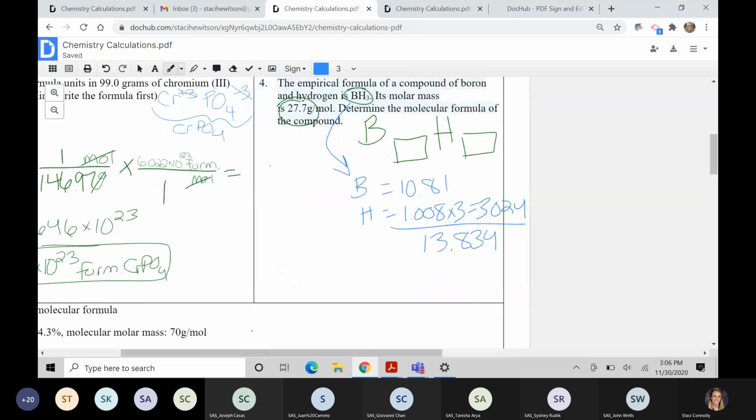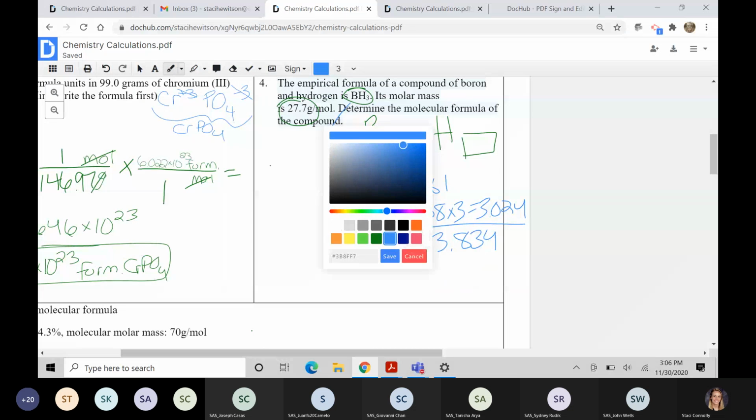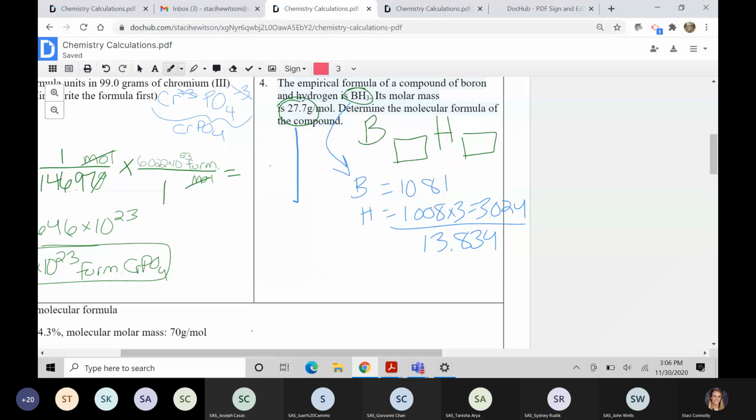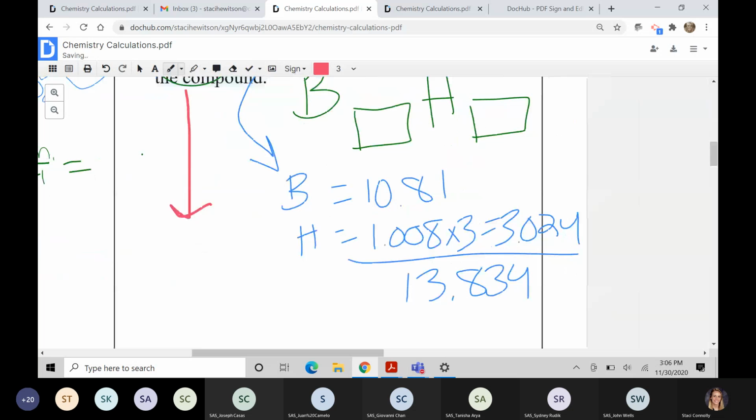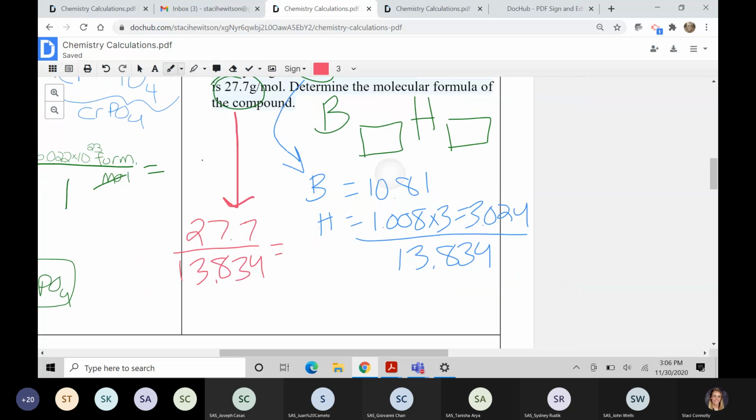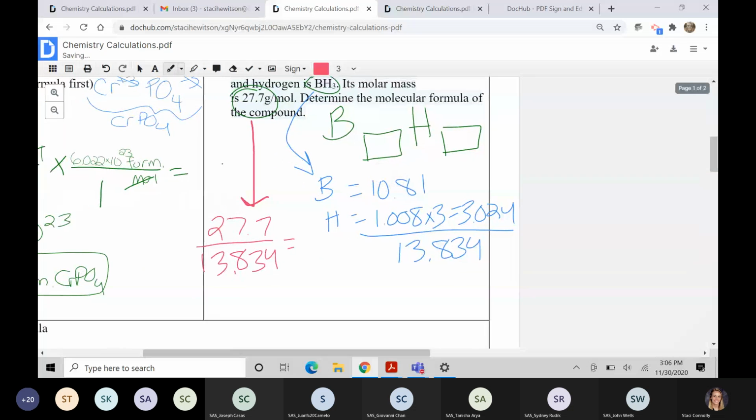And let me change colors just to try to keep it kind of organized here. So we're going to do our 27.7 divided by our 13.834. And you should get a whole number. So go ahead and do that in your calculator.